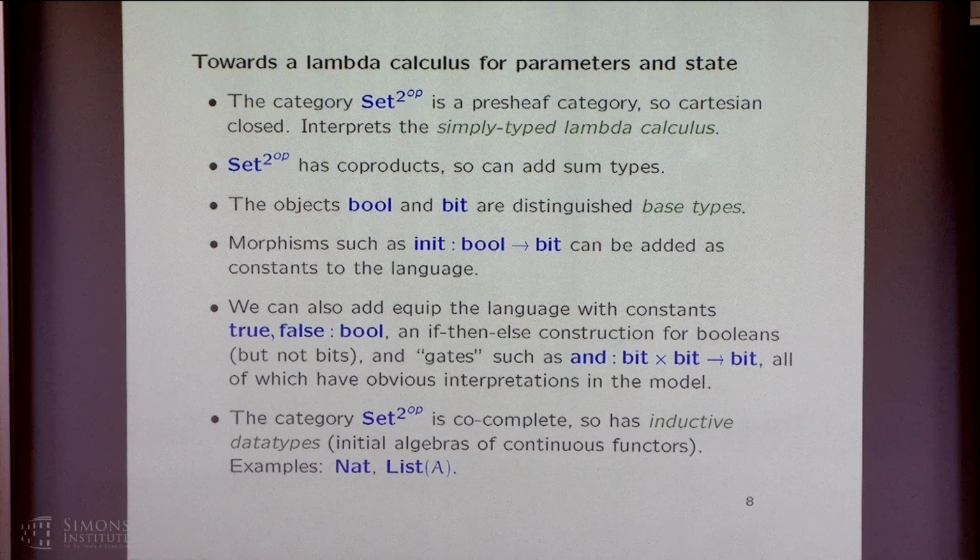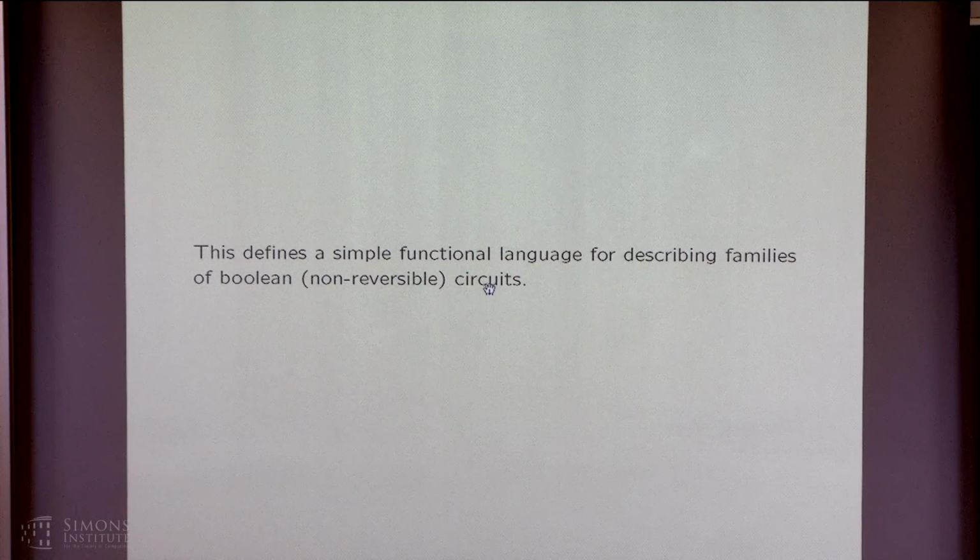Moreover, the category is co-complete. So we have initial algebras of continuous functors. In other words, we have inductive data types here as well. Natural numbers, lists, trees, all the usual types. So that's quite a rich programming language, actually. And so it's a simple functional programming language for describing families of Boolean circuits. These are ordinary Boolean circuits.